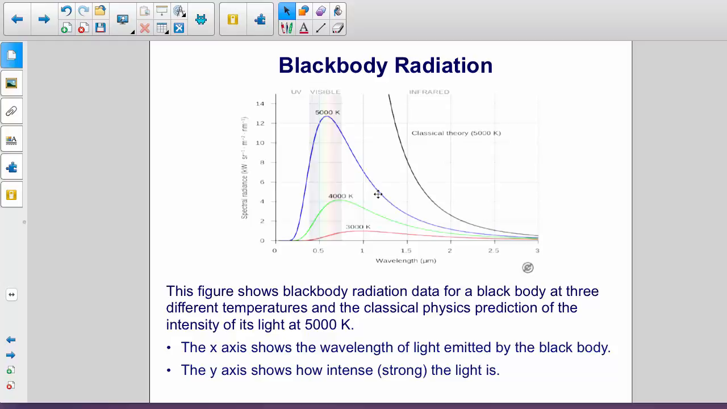Now, what's interesting about this diagram is we've added the classical prediction for a black body of 5000 degrees Kelvin. That's supposed to be this blue line over here. That is what experimental data shows. And as you can see, these are way out of agreement.